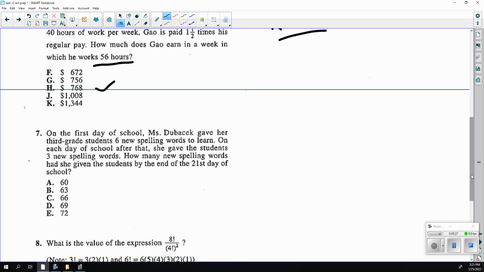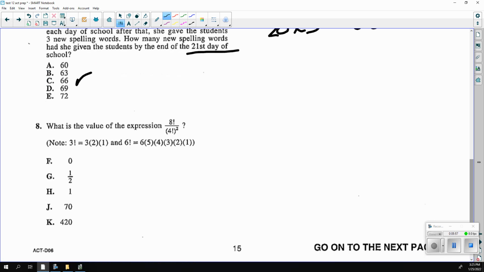This one is basically, she gave her third grade students 6 new words and then 3 more for 20 more days. So it's the 21st day, so it'd be 20 times 3 is 60, plus the 6 on the first day, 66.